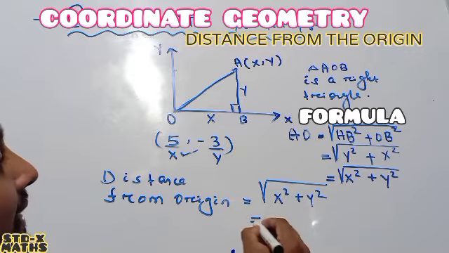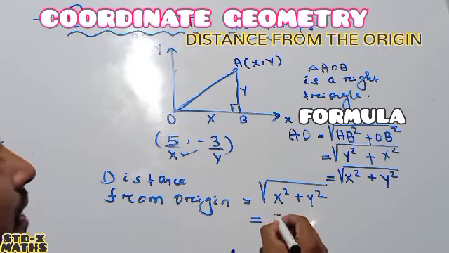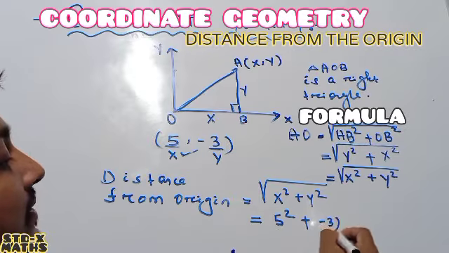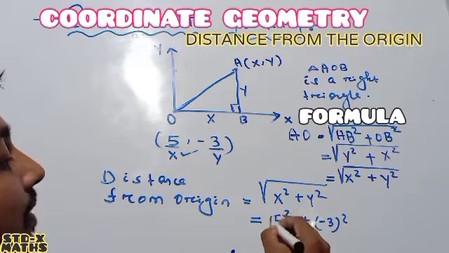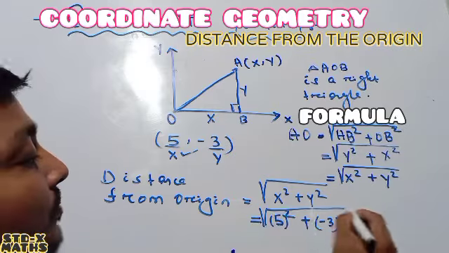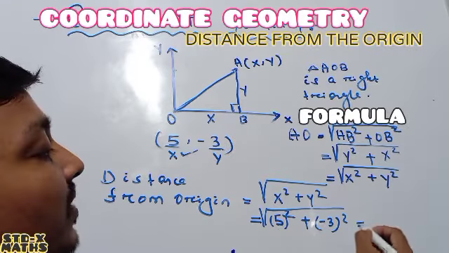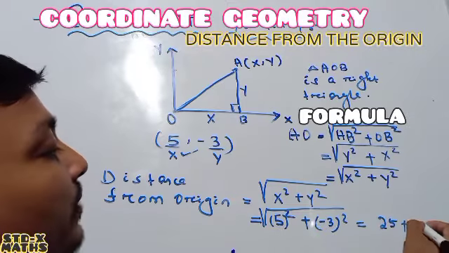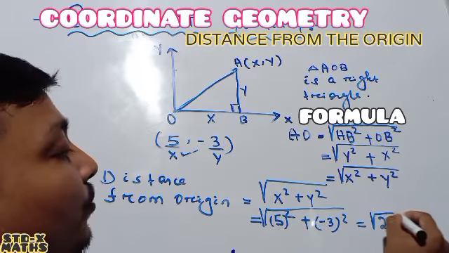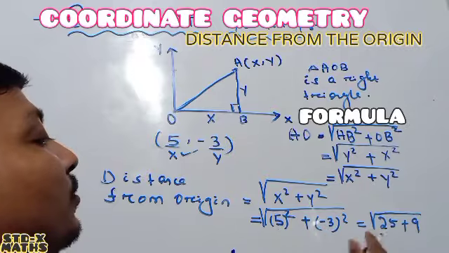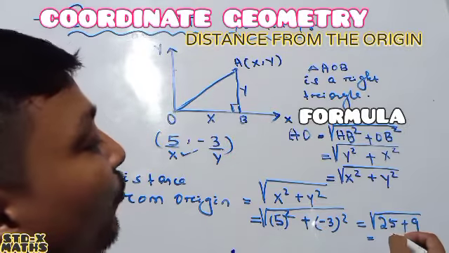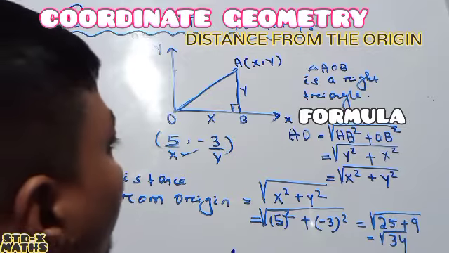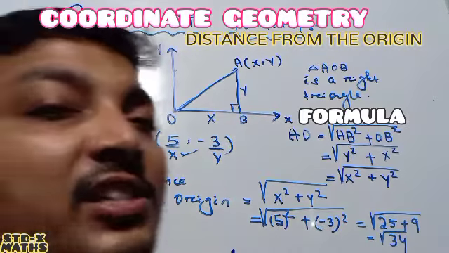So for which one can write it as x square, means 5 square plus minus 3 square, its root over, which gives us 5 square means 25 and minus 3 square means 9, its root over, which is equal to 25 plus 9, which becomes 34 root over. Understood this question? Is it easy or difficult?